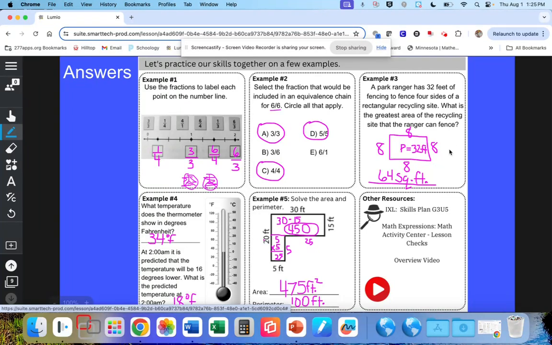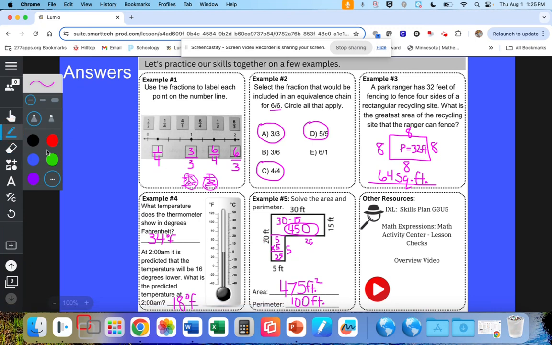A park ranger has 32 feet of fencing. That means it's the perimeter. Fencing would go around an object. What is the greatest area that we can create? This would be one that you probably had to do some trial and error. I'm going to do this over on the side. So let's change my color to white because then you can see it better.